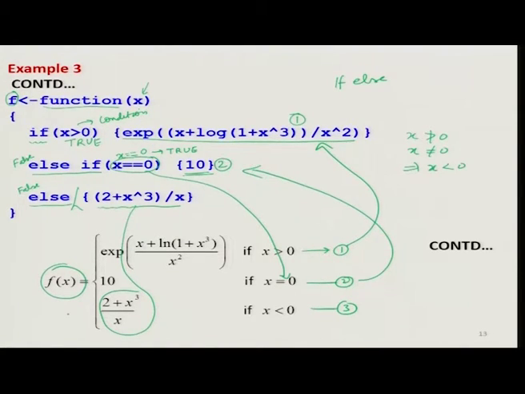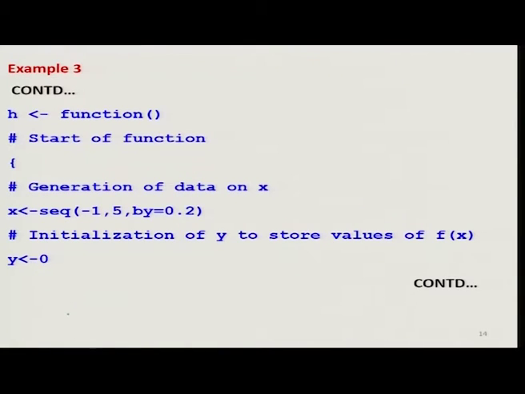So, now the next part is how to write a program to plot the function. I write here another function h, which has no input variable because everything is predefined. I start this function with a curly bracket. First, I need to generate the data which is given to us: a sequence starting from -1 to 5, increasing by 0.2 units.